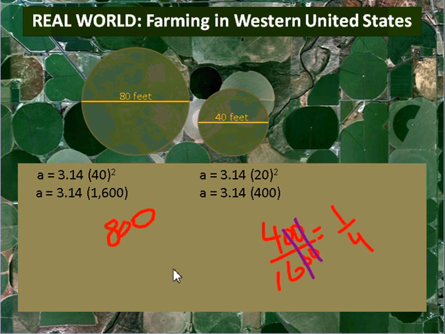So please be aware, it's not about double just because this number is twice this number when you're looking at radius. And if you're looking at the diameters, 80 is twice 40, but it doesn't mean that it's going to be twice the size. When we start squaring things, we see that it's going to be 4 times the size or 1/4 the size.